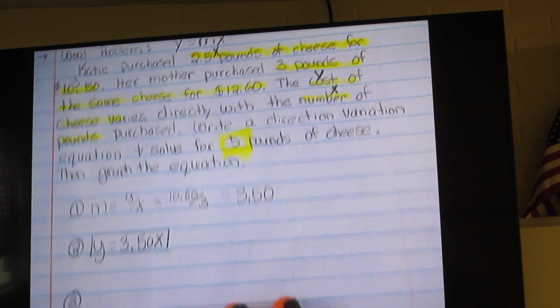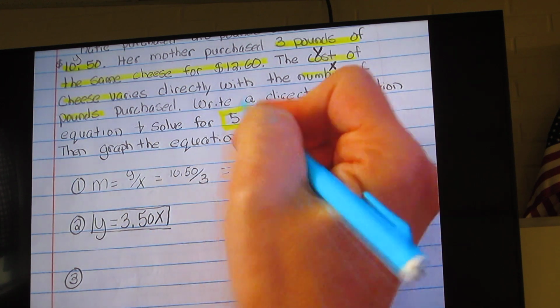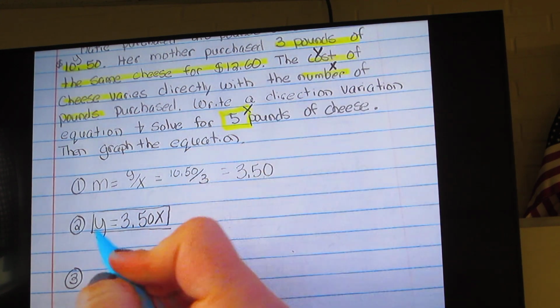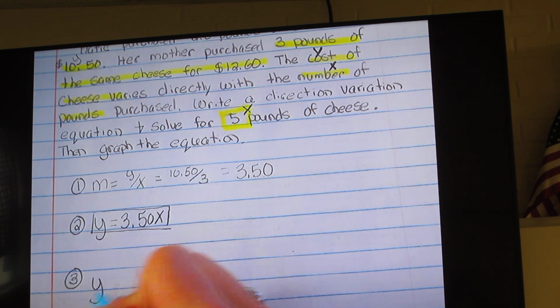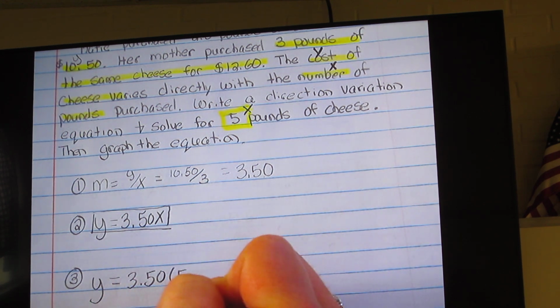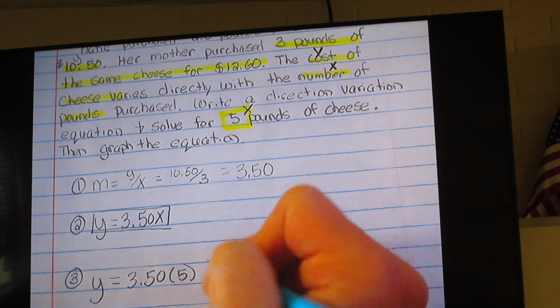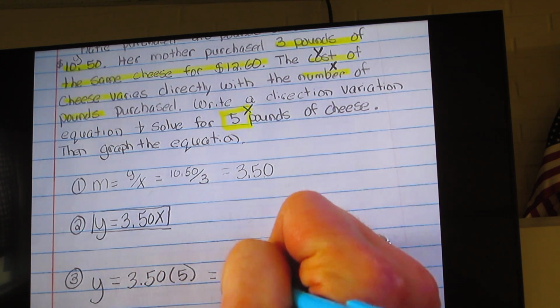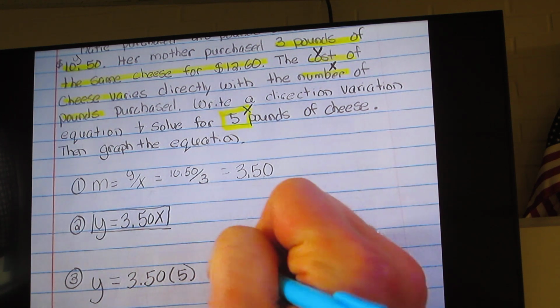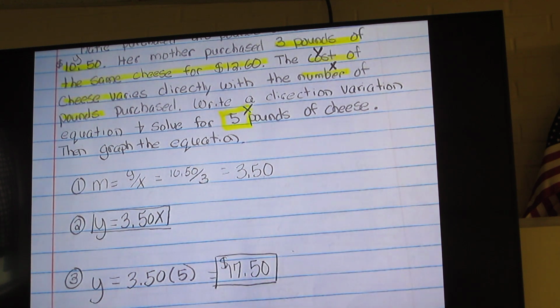Now, the last one asks us specifically for 5 pounds of cheese, so that's the x value. They gave us the x and they want us to find the cost. They want us to find the y. So y equals $3.50 times my 5 pounds of cheese. So if I do $3.50 times 5, I get my $17.50. And box that in. Now, they want us to graph this equation.